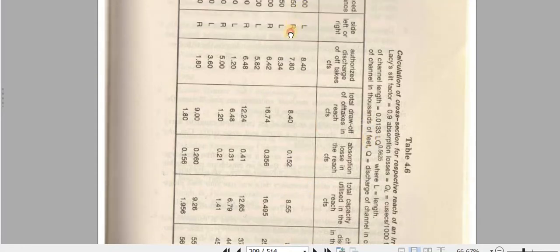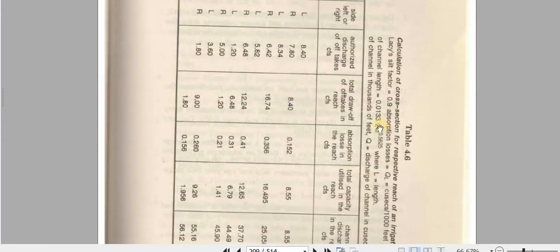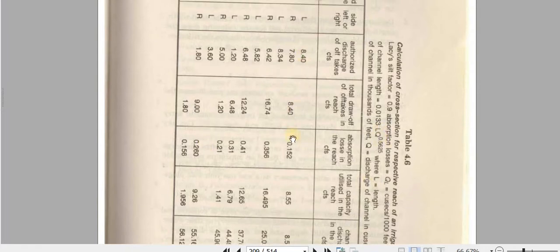Lacy silt factor is 0.9, absorption losses QL is equal to Q sec per 1000 feet of channel length, that is equal to 0.0133 length into Q. You have to calculate these losses using this equation. Length you have to enter this one. For example, if you are calculating absorption losses of this one, so 20,000 minus 16,450, this will be the length, about 3,650. You have to put length here, and you have to put the total discharge 8.4. It will give us 0.152.